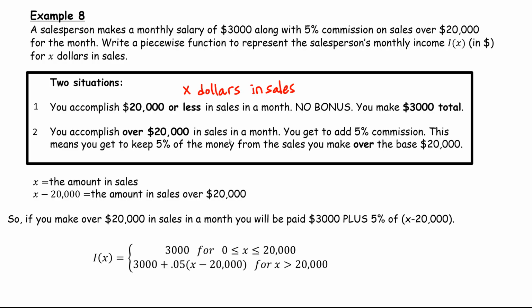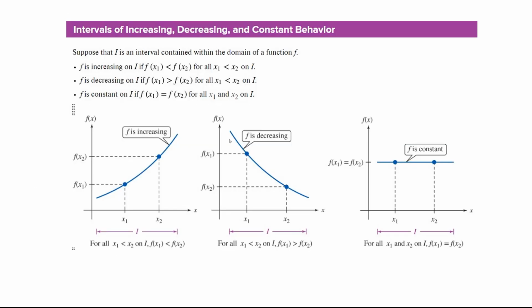Okay, now we're going to look at intervals of increasing and decreasing and constant behavior. When you look at a function like this, f is increasing on I, on whatever interval you're on the x-axis, if f of x sub 1 is less than f of x sub 2 for all x sub 1 less than x sub 2 on I. I know that sounds complicated, but it just means that as x gets bigger, y gets bigger. That's when you know the function is increasing. That's an increasing function. It just means it's going up.